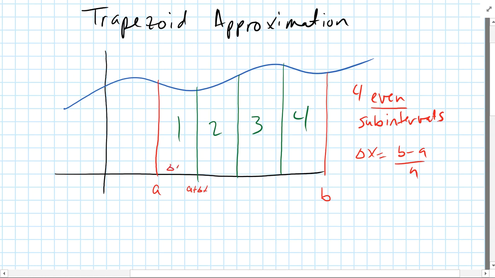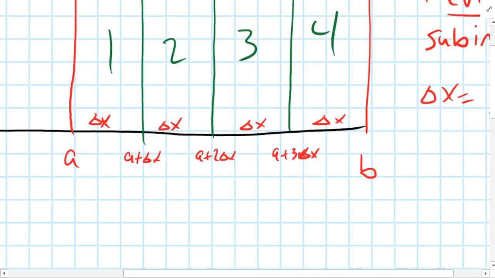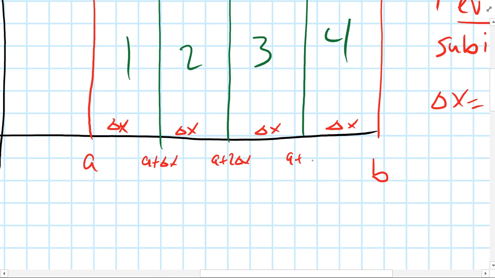Do we agree that this is delta x, and this is delta x, and this is delta x, and this is delta x? It's not x, it's delta x for those who labeled theirs wrong. This is a plus 2 delta x's. This is a plus 3 delta x's. And that's b. You'll see what I'm talking about. Well, I need to hear from more than just one. Affirmative? It's making sense? Okay, good.